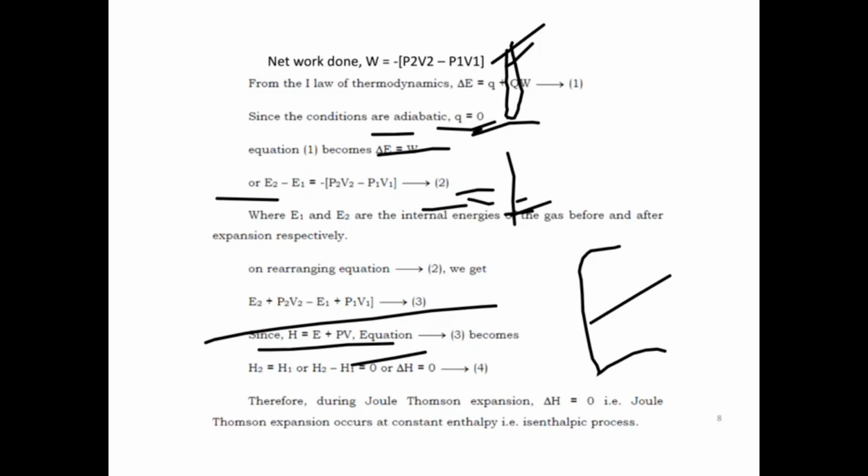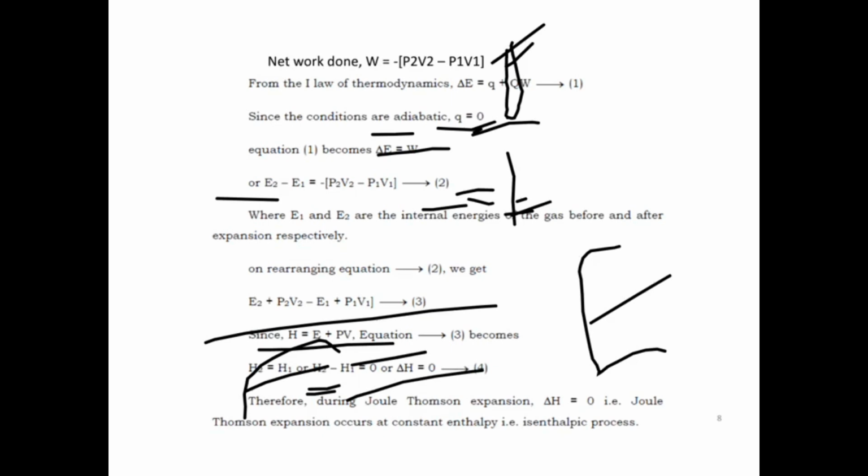So H2 is equal to H1. If you take it on the left hand side, it will become H2 minus H1 is equal to 0, or delta H is equal to 0. Therefore, in Joule-Thomson expansion delta H is equal to 0, so Joule-Thomson expansion occurs at constant enthalpy, and the internal energy of the gas before and after expansion is constant.